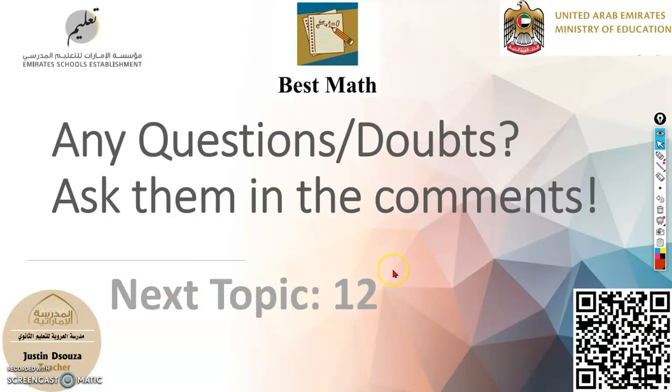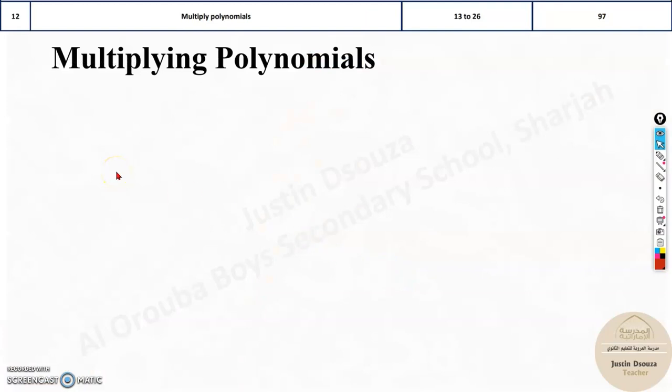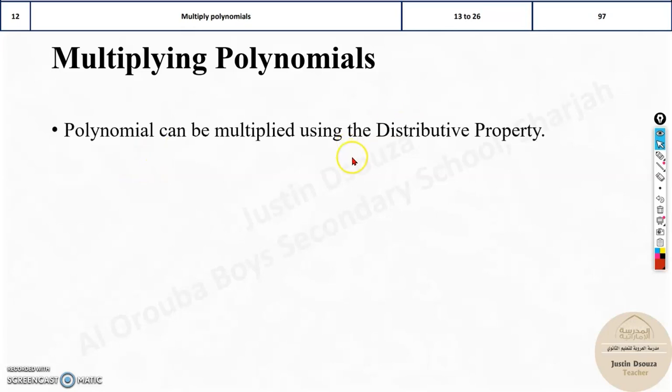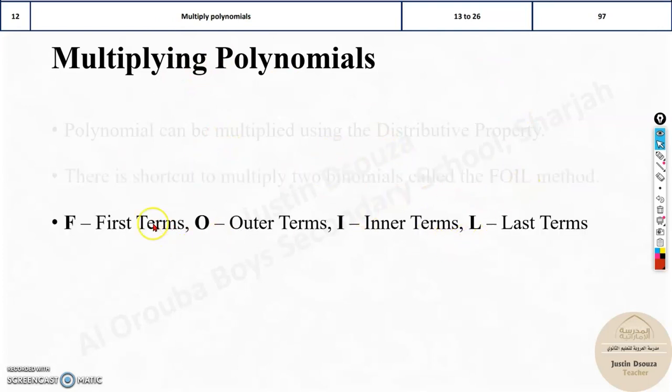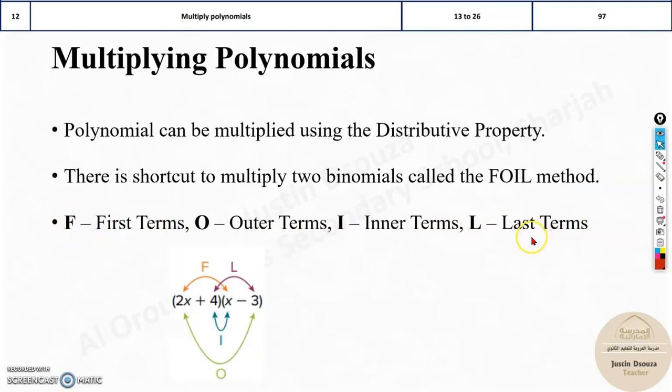We move on to the 12th topic, that is multiplying polynomials. This is a pretty easy topic. If you know the distributive property, it is what we are doing now. When there are two binomials, we can use the FOIL method, which we will see now. FOIL means first terms, outer terms, inner terms, and last terms.